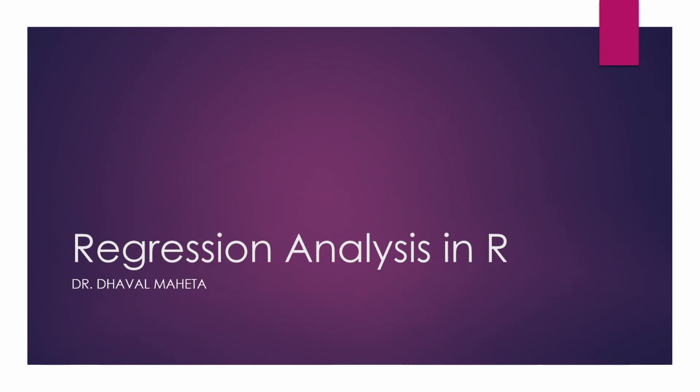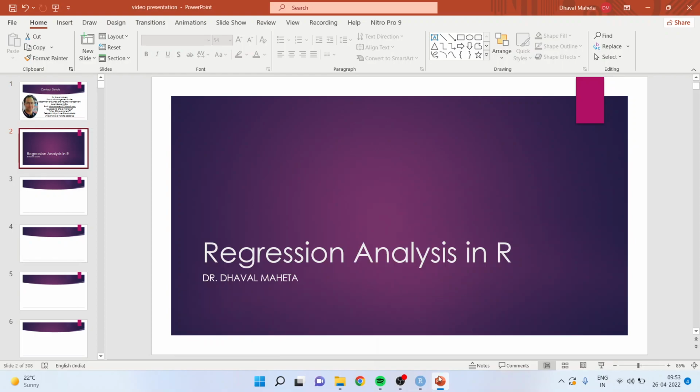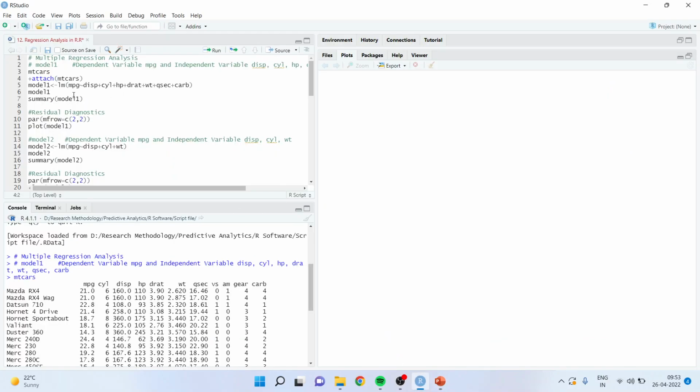Today we are going to talk about regression analysis in R. Basically, regression analysis is carried out when the level of measurement of the dependent and independent variables are both continuous. Examples of this are blood pressure, age, weight, height. So let us see how we can carry out the regression analysis in R. Let's go directly into the script file.